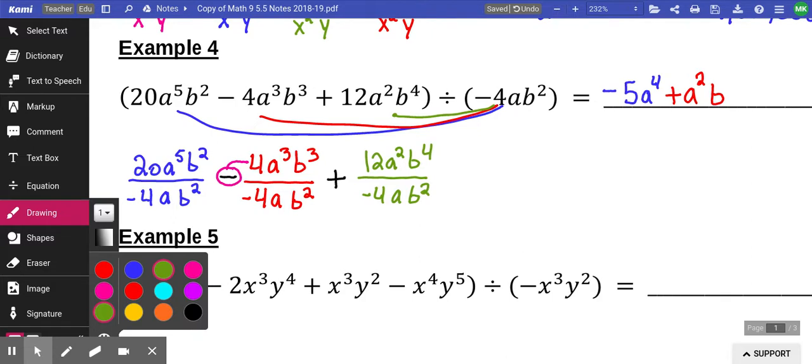So I have b squared divided by b squared, which is b to the power of 0. And b to the power of 0 is 1. So we don't write it. You could. If you want, you could put times 1. We just don't usually write times 1. So if you put it, that's fine. It's just not the standard way to write a question.